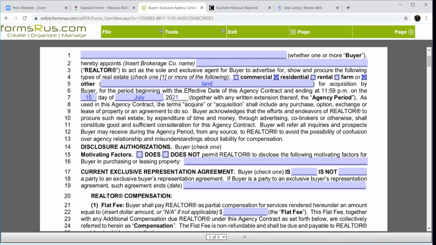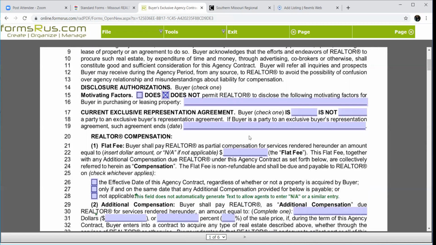We're going to do everything we can to try to secure you a property. And do you want us to tell people why you're looking? If you don't care, then we'll check does and we'll put something in this blank. If you would rather not divulge that information, just check does not, and we are not allowed to tell why you're out looking. Most often, this buyer is not going to be working with someone already, so you will check is not and move on down the road.